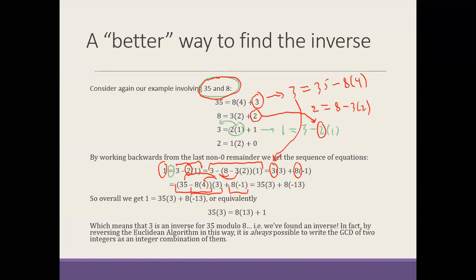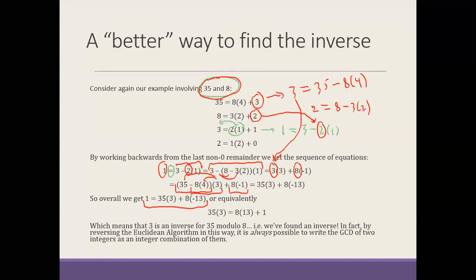Okay. So in the end, we end up with 1, look at this, 1 equals 3 times 35 plus 8 times negative 13. Does that work? Let's see. 3 times 35 is 105. Yes? What's 8 times 13? 104. That comes with a minus sign. So we get 1 is equal to 35 times 3 plus 8 times negative 13.